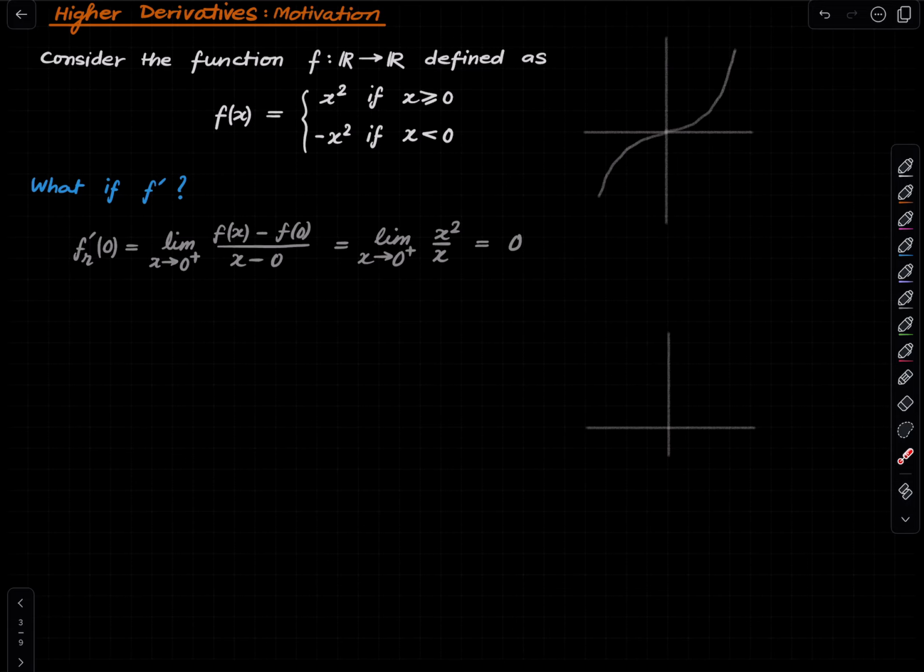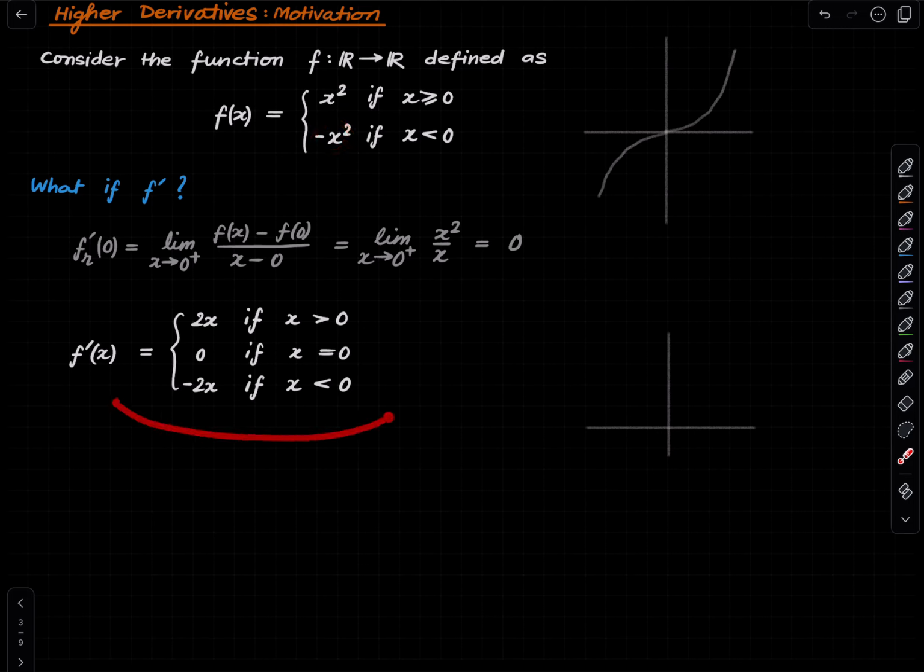So now we can write what is f prime. f prime of x is 2x if x is positive, 0 if x is 0, and it is minus 2x if x is negative. Right? The derivative of this guy is 2x and this guy is minus 2x.